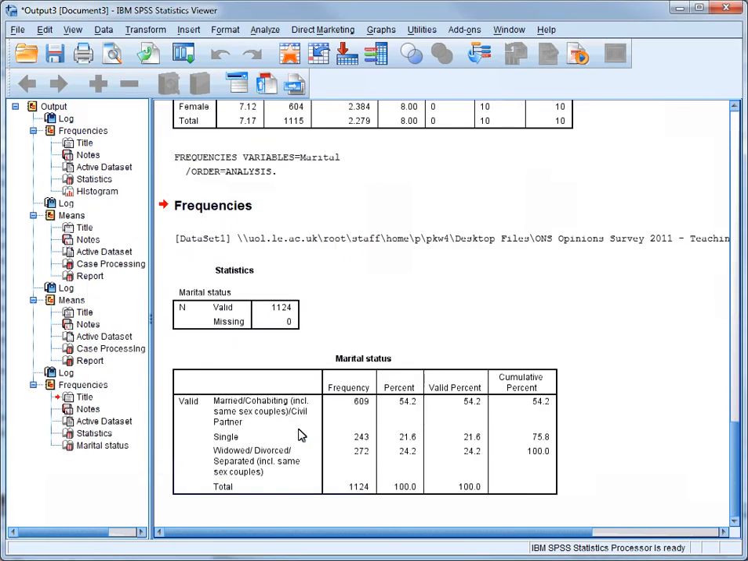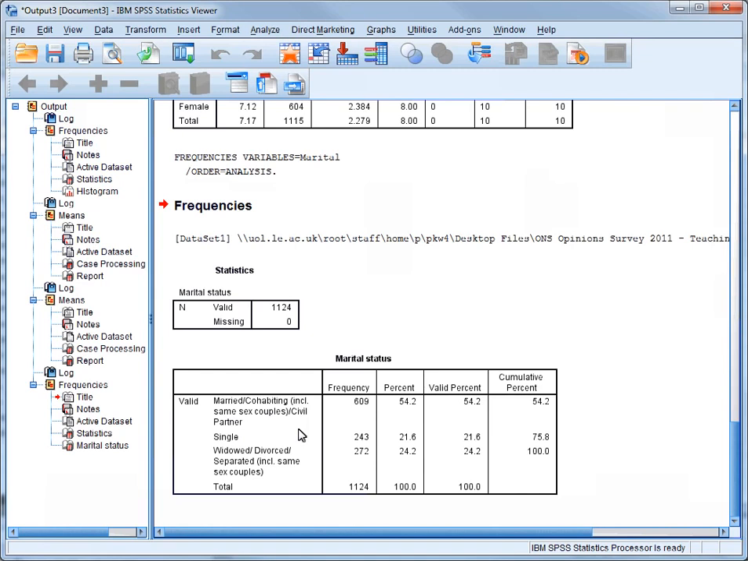We'll then press OK. As you can see by looking at the frequency column, there are a reasonable number of respondents in each of the three groups. The smallest number is 243 in the single category, which shouldn't be a problem for our analysis.